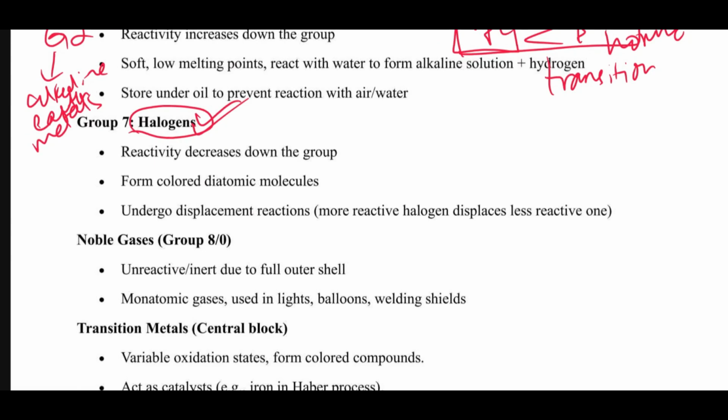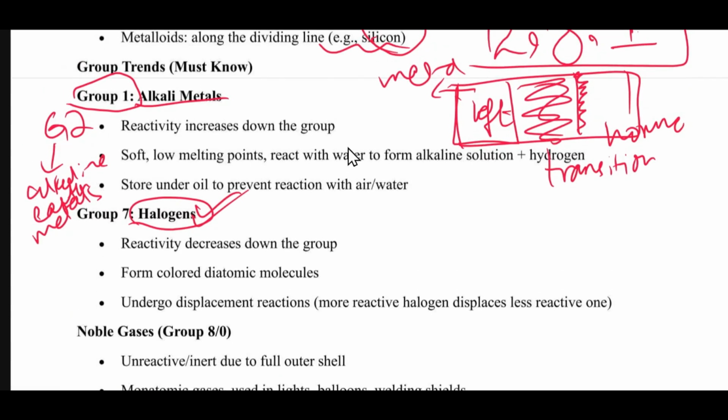Last but not the least is the transition metals. They are the central block and they are present in the center of the periodic table. So these are the four main groups that you have to remember their trends and their properties. Now let's see one by one which properties you have to memorize for each group.